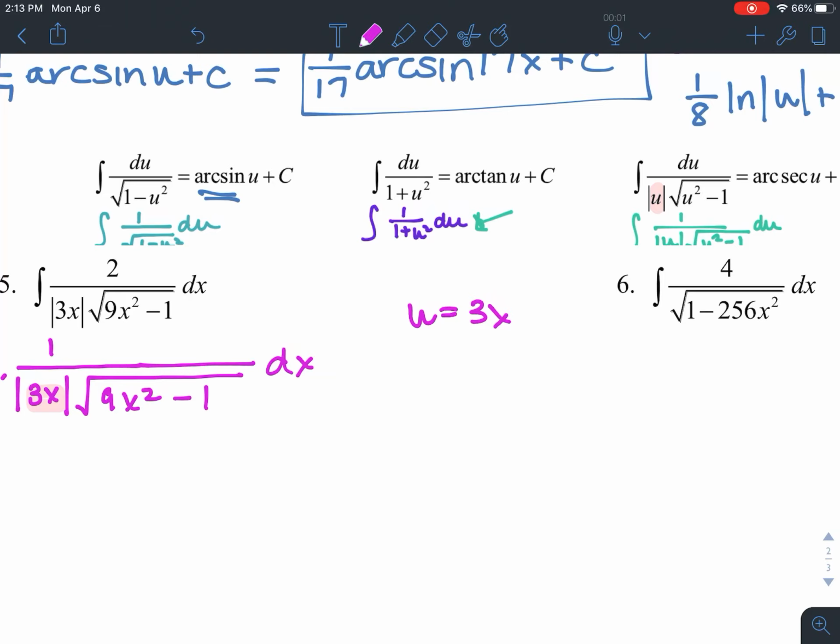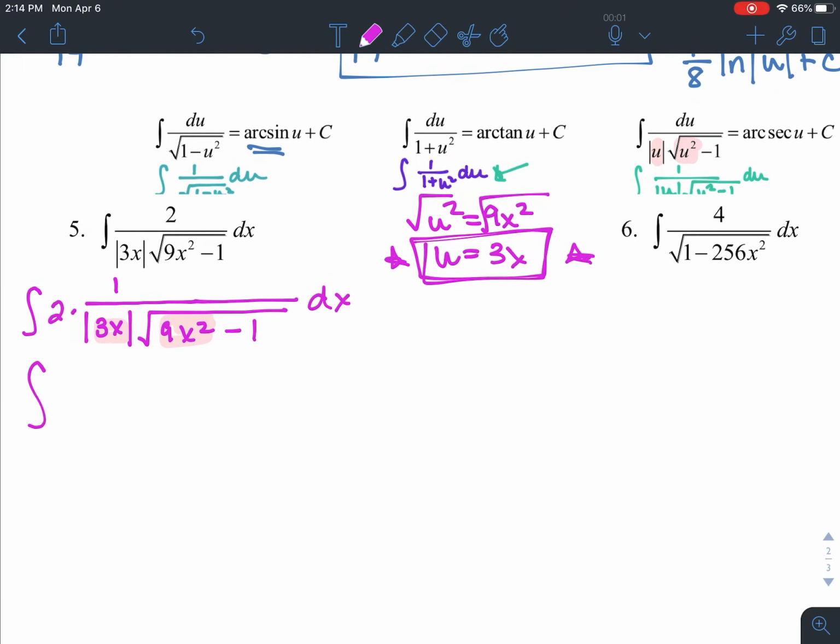Here, which is our 9x squared, is apparently equal to our u squared. 9x squared, let's see if that makes sense. If I took the square root of u squared, oh, I do, by golly, get u. That makes absolute sense. So now we are integrating 2 times 1 over absolute value of u, square root of u squared minus 1, but I still, shucks, have dx.